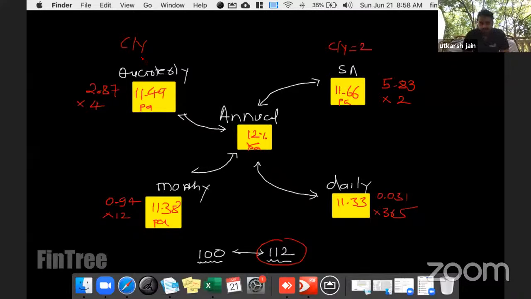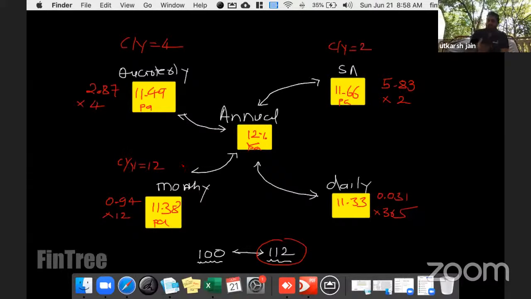Correct. Then go to C by Y, make it 12. Go to nominal, press compute.